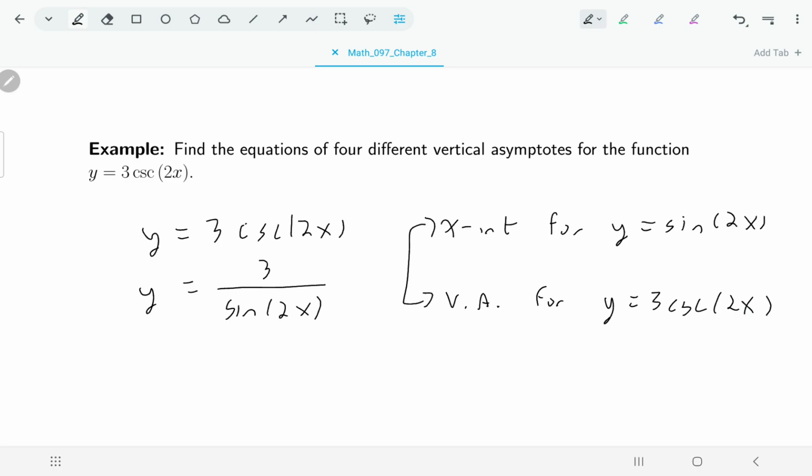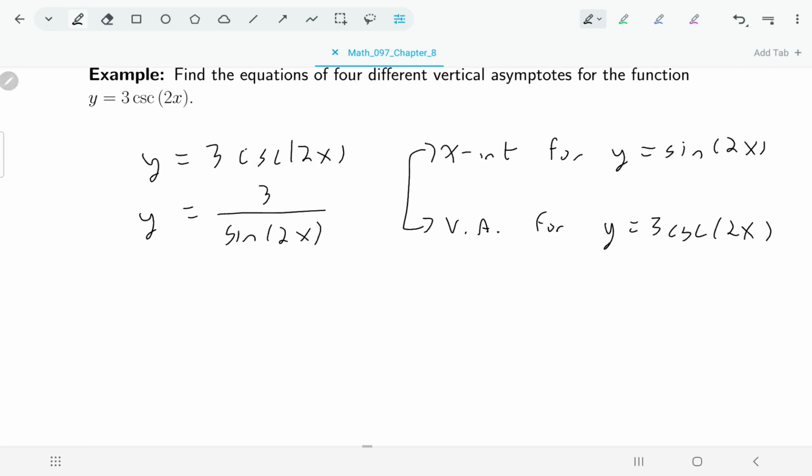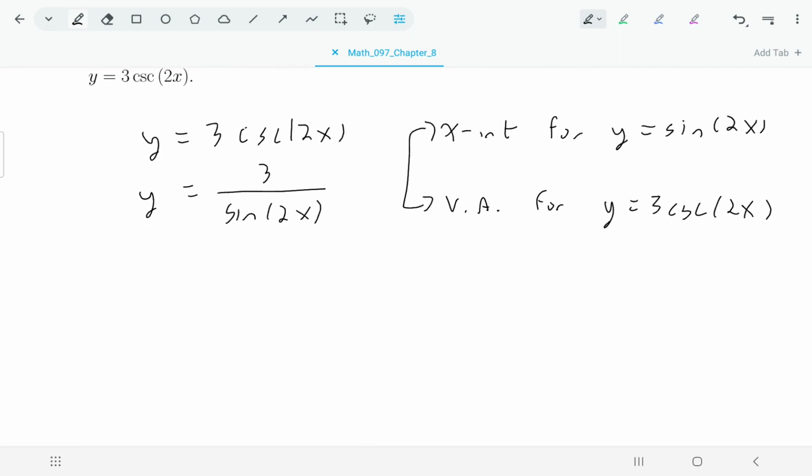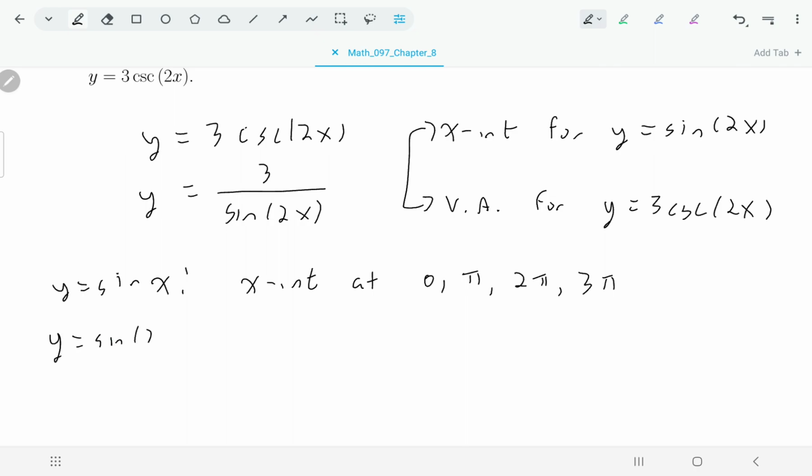So I'm going to do the same thing that I did in the previous question. I'm going to start with the basic shape, in this case sine, think about where its x-intercepts are, then figure out where the x-intercepts for sine of 2x are, and once I know that, then I'll know where the vertical asymptotes are for cosecant. So for sine of x, if we're thinking about x-intercepts, and I only need 4 of them for this one, I could say I have them at 0 and at pi and at 2 pi and at 3 pi.